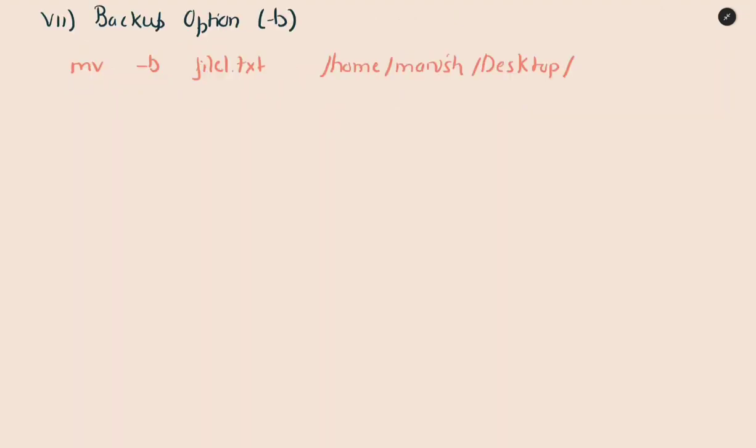So this will move file1.txt to the desktop. But if a file with the same name already exists there, it will create a backup with the extension called tilde. Example, if there is already a file1.txt, it will create a backup of the existing file as file1.txt~. So this will be a backup file, and then it will replace the original file with the one you are moving.